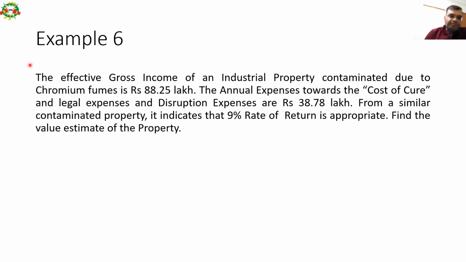Another example: the effective gross income of an industrial property contaminated due to chromium fumes is 88.25 lakhs. The annual expenses toward the cost of cure, legal expenses and disruption expenses are 38.78 lakh. A similar contaminated property indicates that a 9% rate of return is appropriate. Find the value estimate of the property.